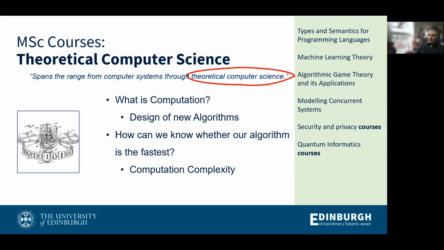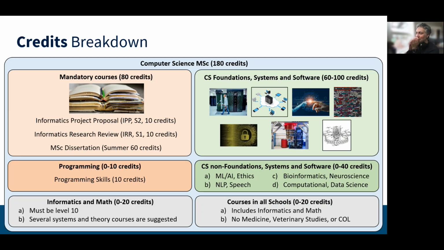Okay, so now that I have shown you all these courses, we can switch to this other slide. So, about the credits. In total, you have to get 180 credits. You can get between 60 and 100 credits in this CS FSS. You will get 80 credits in the informatics project proposal, informatics research review, and your dissertation. Your dissertation is 60 credits.